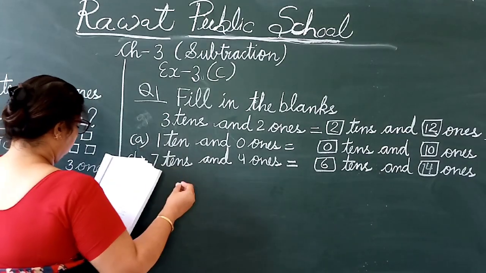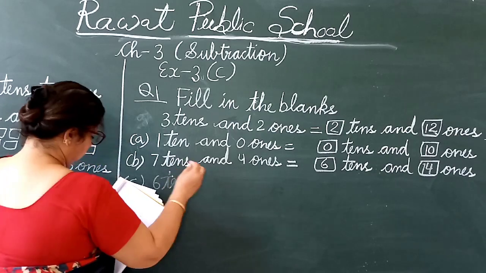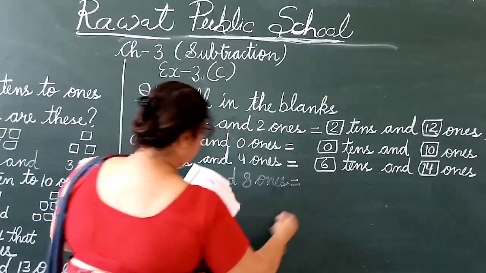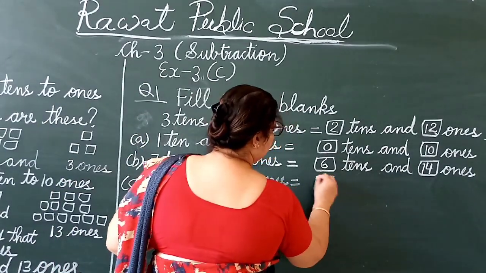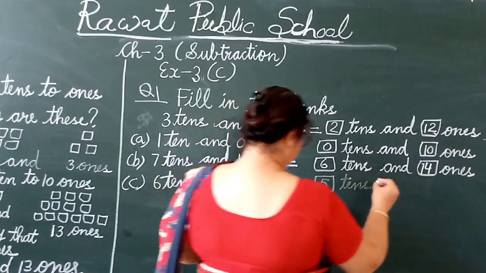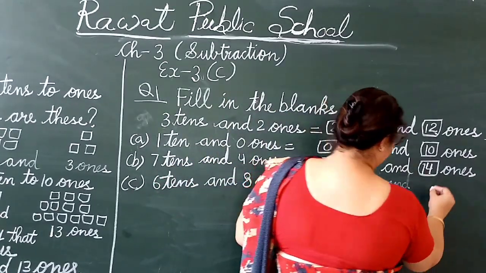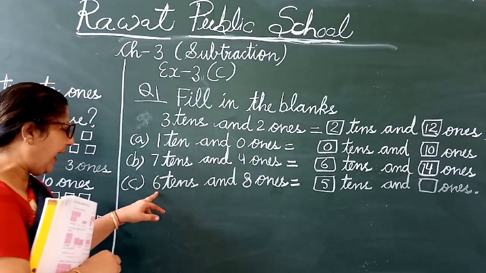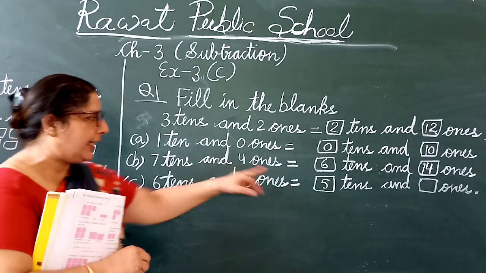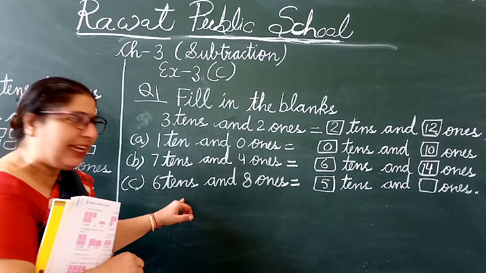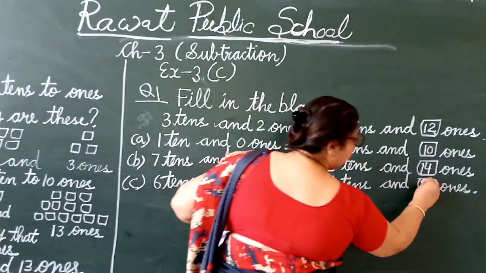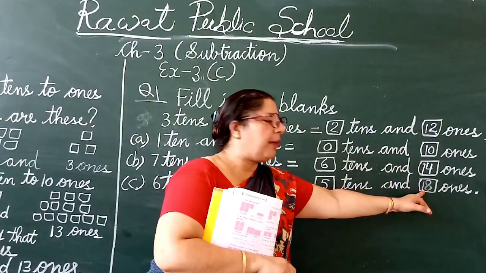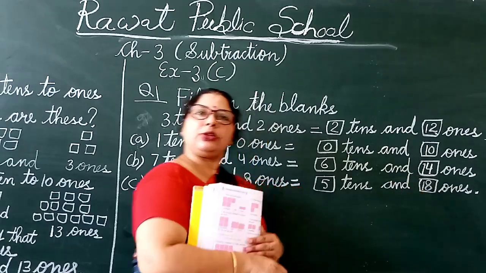Next, see 6 tens and 8 ones. Six tens and 8 ones is equal to 5 tens and dash ones. Now look here, 6 tens and 8 ones. So you subtract 1 ten from 6 tens. So 6 minus 1 ten is equal to 5 tens. So minus 1 ten, 1 ten means 10 ones. So 10 ones plus 8 ones is equal to डैश में हमारा आ जाएगा 18 ones आंसर. जिस 1 10 को हम यहाँ पर माइनस कर रहे हैं वही 1 10 जो है हमारा वंस में प्लस हो रहा है 10 बन के, because 1 ten is equal to 10 ones.